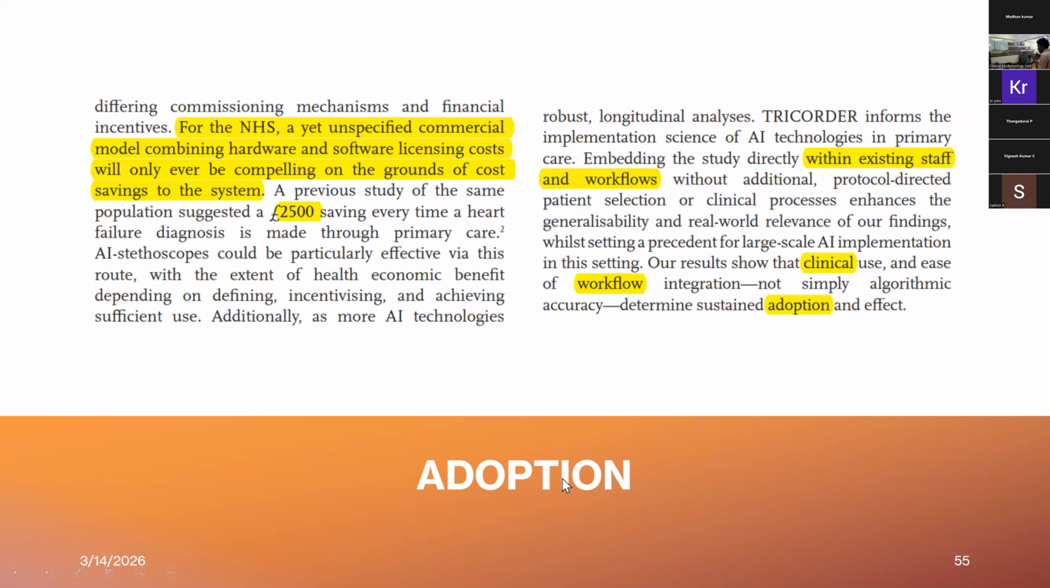And they have also assessed whether this new AI-based stethoscope can be implemented into the current routine practice. And they have determined that within the existing staff and workflows, this AI-based stethoscope can be effectively integrated without additional burden.